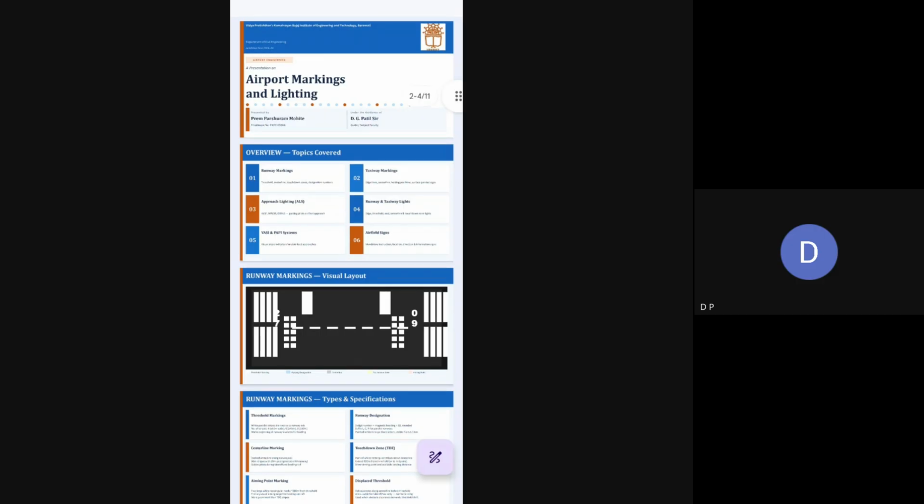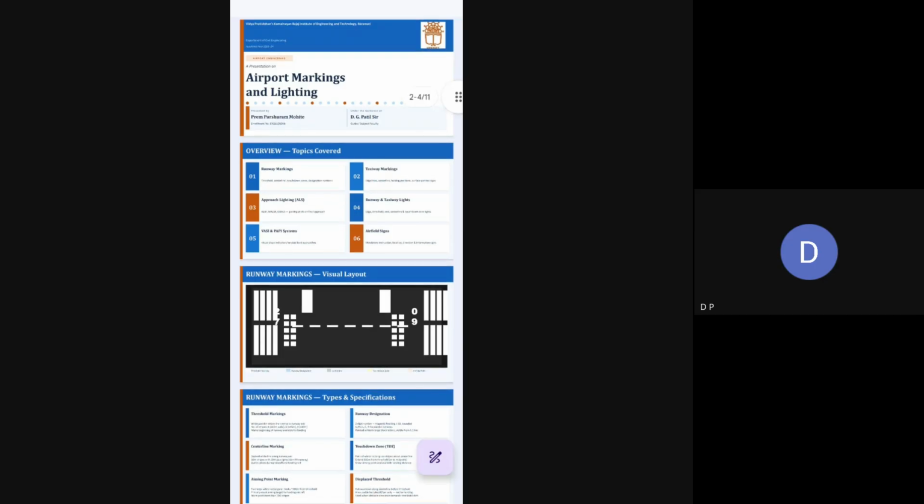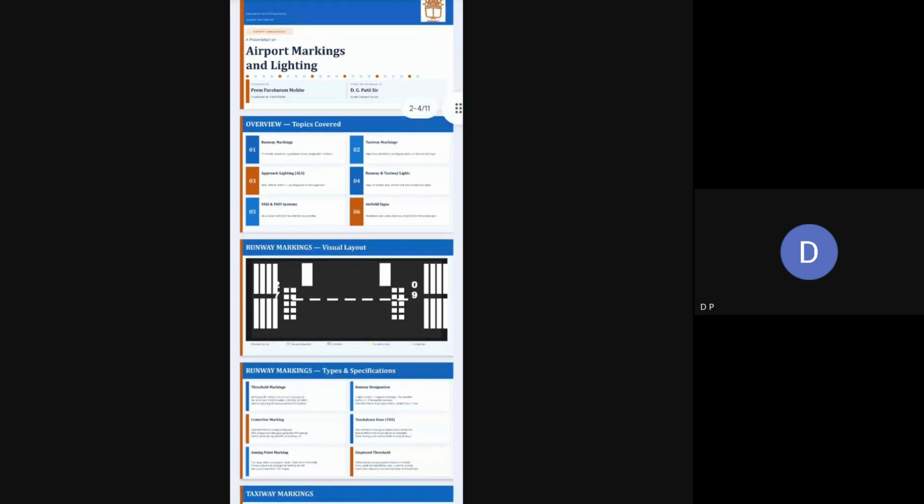Center line: a dashed white line guiding pilots during takeoff and landing. Touchdown zone: rectangular strips extending 900 meters from the threshold. Aiming point: two large marks around 300 meters from the threshold, the pilot's visual target. Displaced threshold: yellow arrows where landing is not permitted.